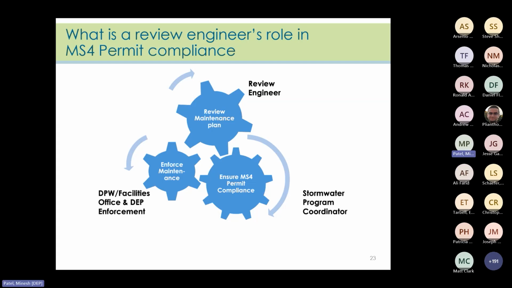So if you want to put things in perspective, an inadequate review can really wreck things for a project. The duties of these 3 parties that you see here on the slide, they have to really mesh together. So not requiring the details of the maintenance plan can push the burden onto the stormwater coordinator or the DPW facilities maintenance office, or it can even create an issue for DEP enforcement.